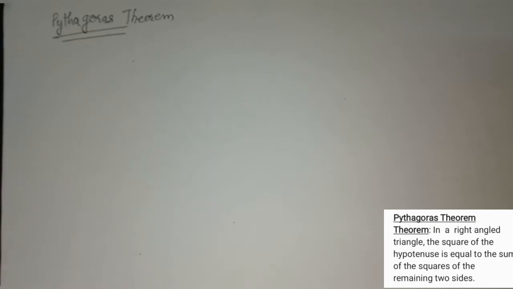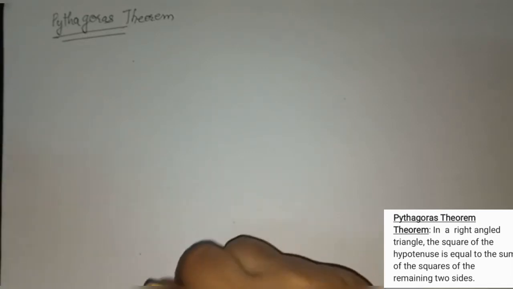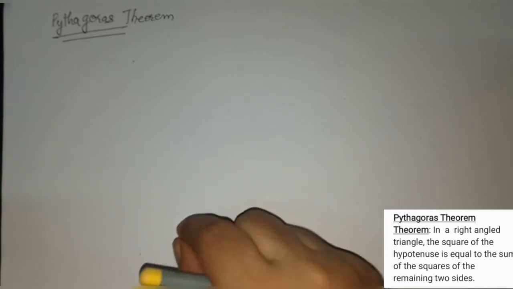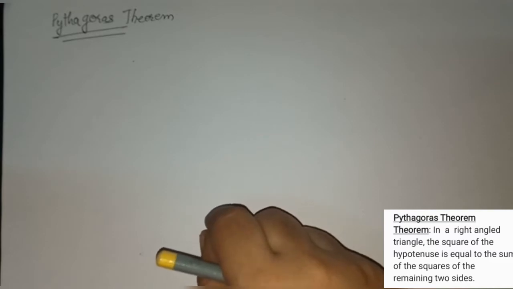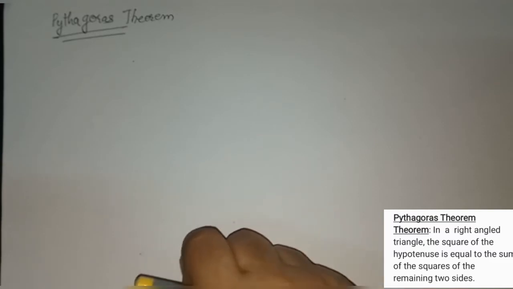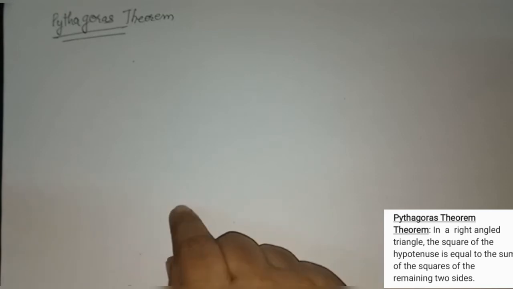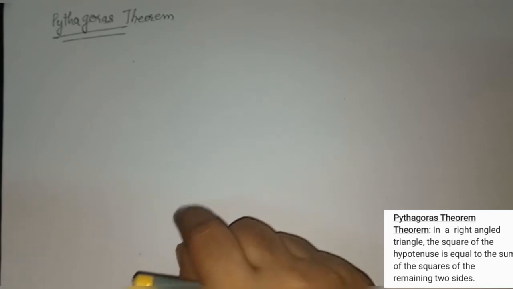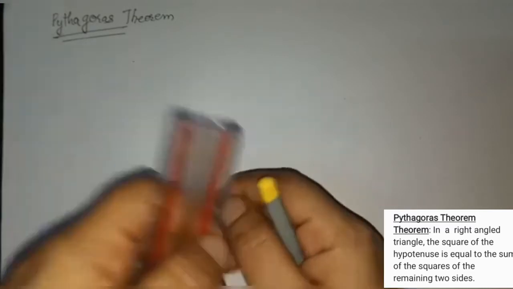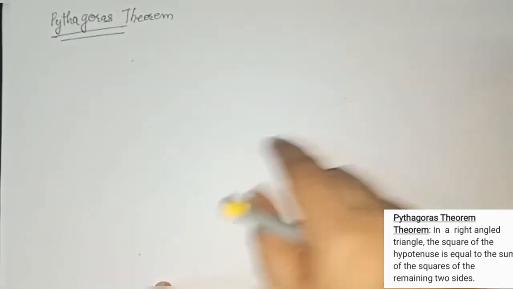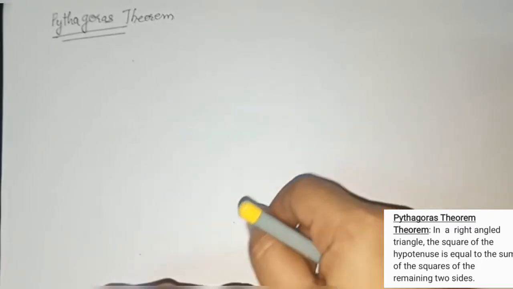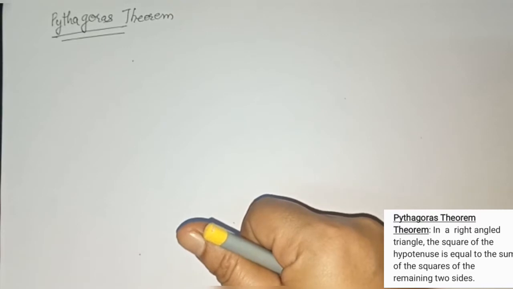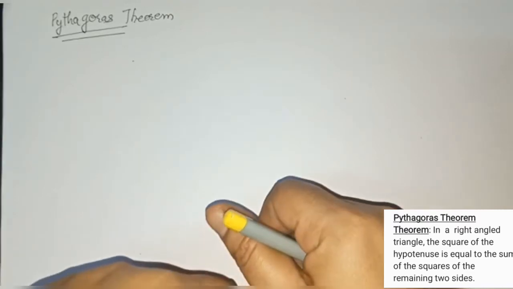Now in this video we are going to prove the Pythagoras theorem. Before this we have proved the similarity of right angled triangle, and also we have proved the theorem of geometric mean. Please refer to my previous videos before going to the Pythagoras theorem. Now what is the Pythagoras theorem? The theorem is that in a right angled triangle, the square of the hypotenuse is the sum of the squares of the remaining two sides.